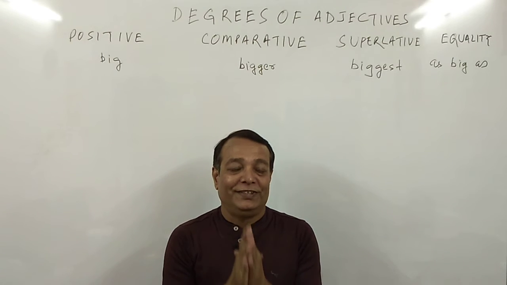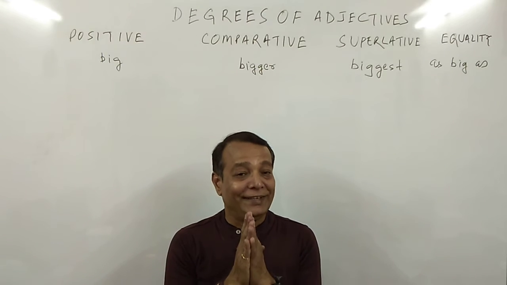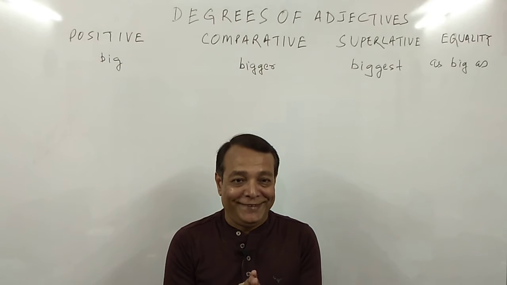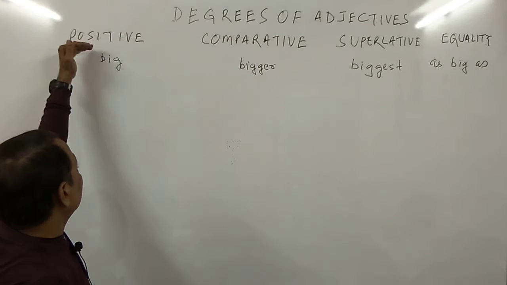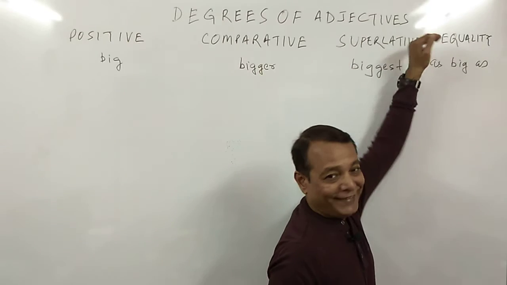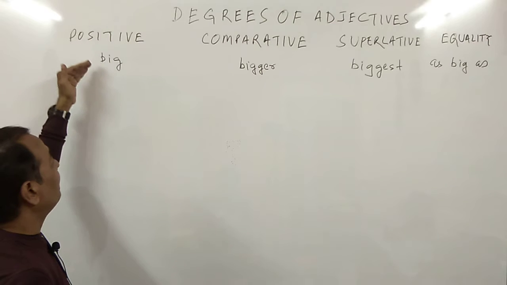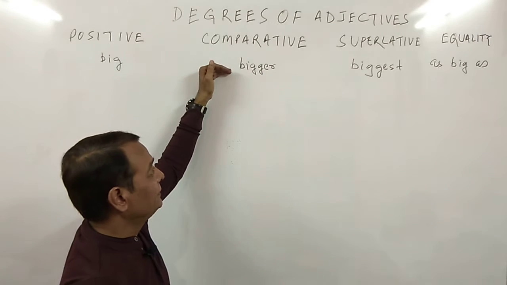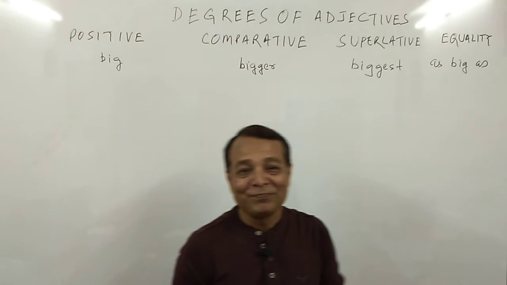This is one of the most interesting lessons in English grammar, and it's easy to understand. I am trying to teach you in a very simple way. In grammar, we have positive degree, comparative degree, superlative degree, and equality. I have given an example of each. Positive: suppose the adjective is big. Comparative is bigger. Superlative is biggest. Equality is as big as.